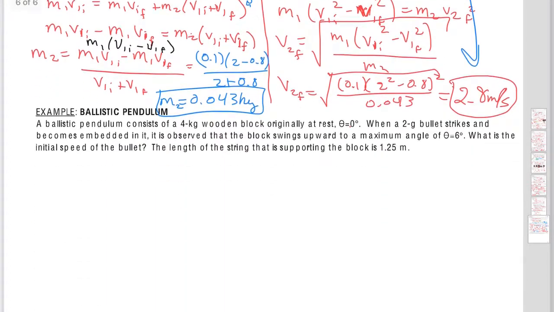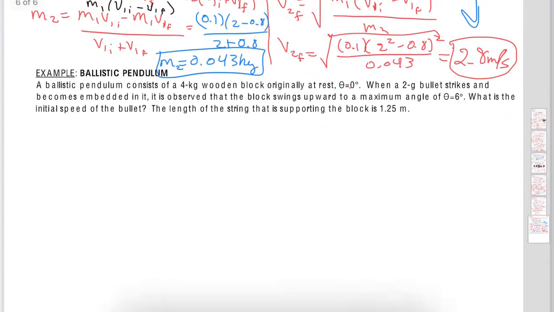Okay, so the last example is a ballistic pendulum. This is something that they will from time to time put on the exam. Basically, in a ballistic pendulum, I'm going to shoot something, like a bullet, at a block or something else, and it's going to move off together, so it's going to be a combined mass after.